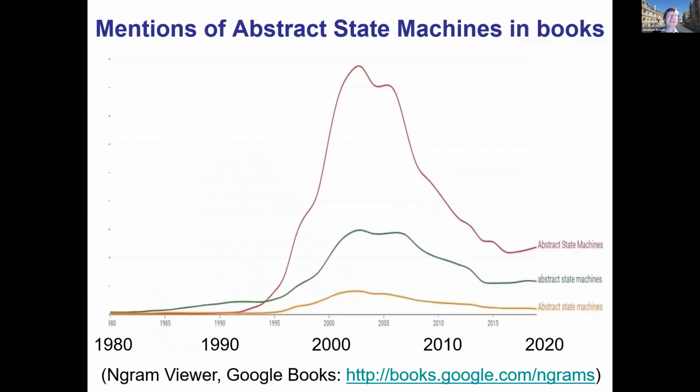Looking at ASM, or abstract state machines, mentioned in books, you can see there's a peak. So they're probably past their peak of certainly research interest. You hope maybe there's some interest in the practice side, but every community has its peak, and like Z, ASM probably has. I think B probably is at its peak at the moment.